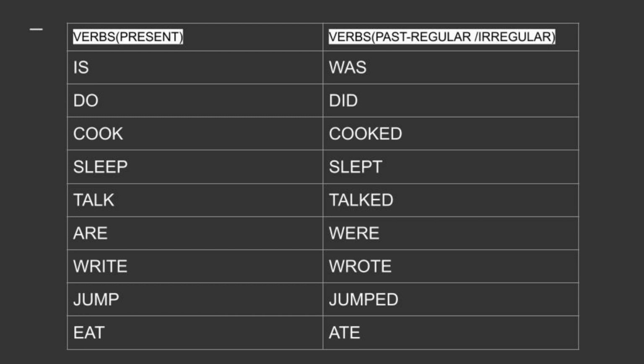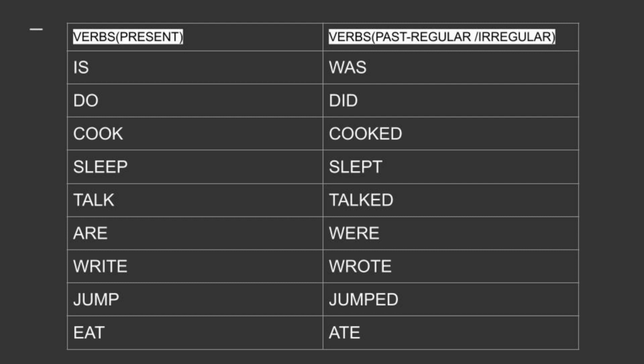So look at this. Is, was, do, did, cook, cooked, sleep, slept, talk, talked, are, were, write, wrote, jump, jumped, eat, ate. Now, which are the regular verbs here? Recollect, what is the rule? The regular verbs are those which end with ed. So here we can see cook, cooked, talk, talked, jump, jumped. These three are regular.